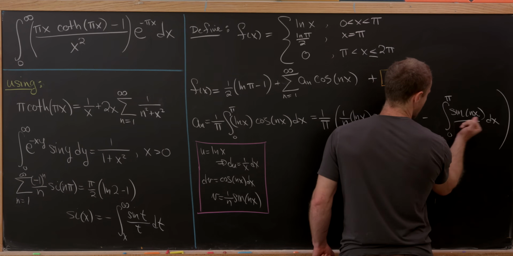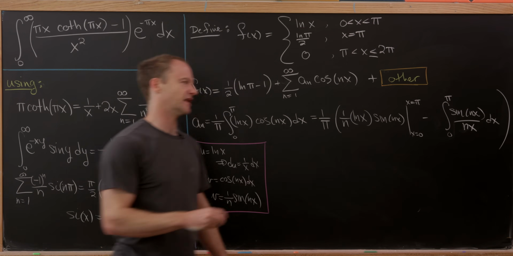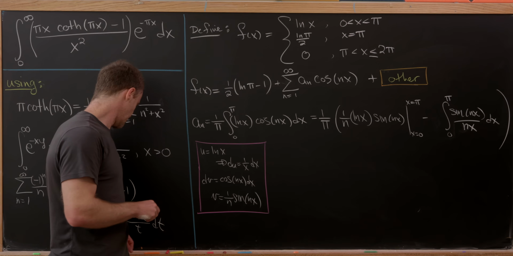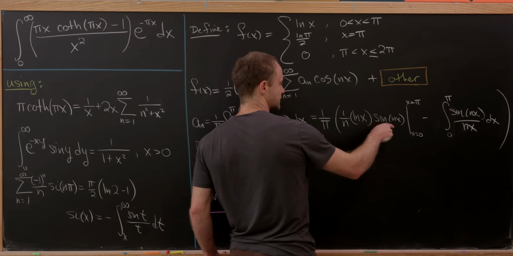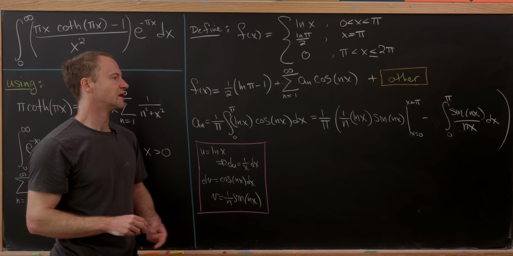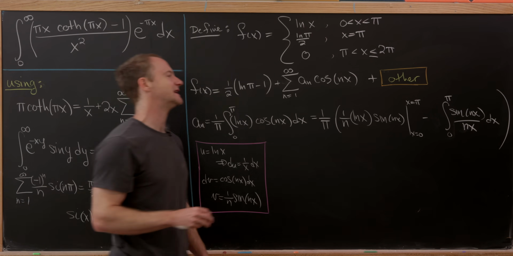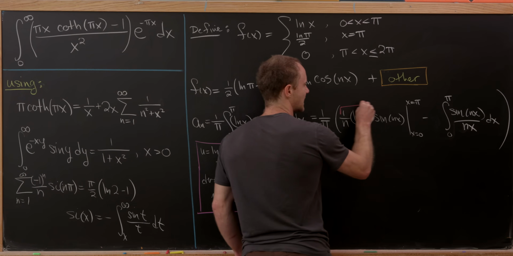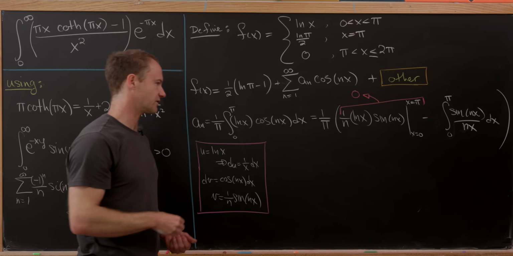I'm going to take this 1 over n and bring it inside. And so we have sine nx over nx, just so that it looks a little bit closer to what we're going for. Now let's look at this limiting term. If you plug in x equals pi, you'll get sine of n pi, which is most definitely equal to 0. Then if you plug in x equals 0, you get an indeterminate form. That being said, you can easily show that that will also give us 0 in the limit. So that means that this object right here is simply equal to 0.